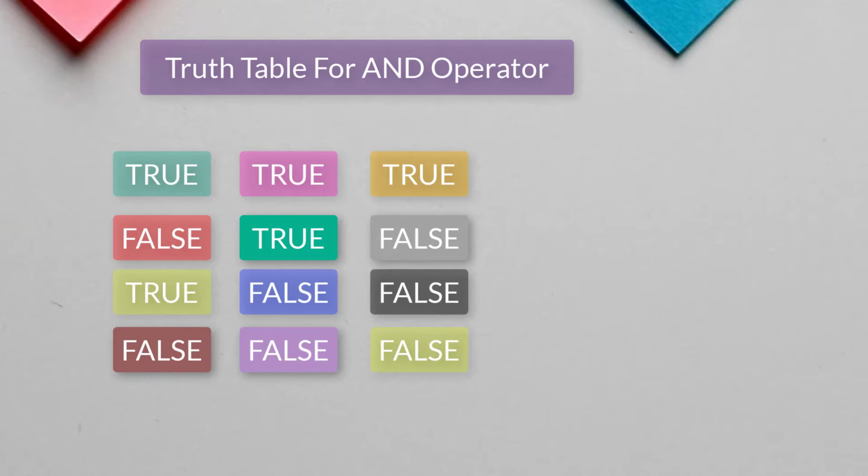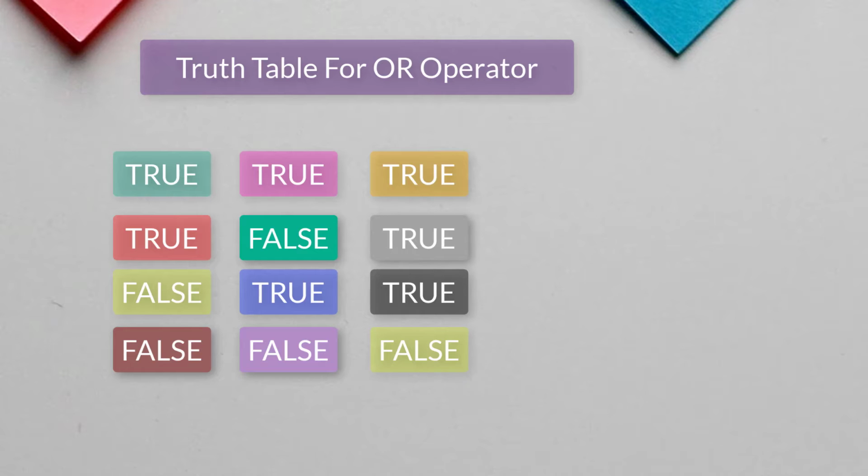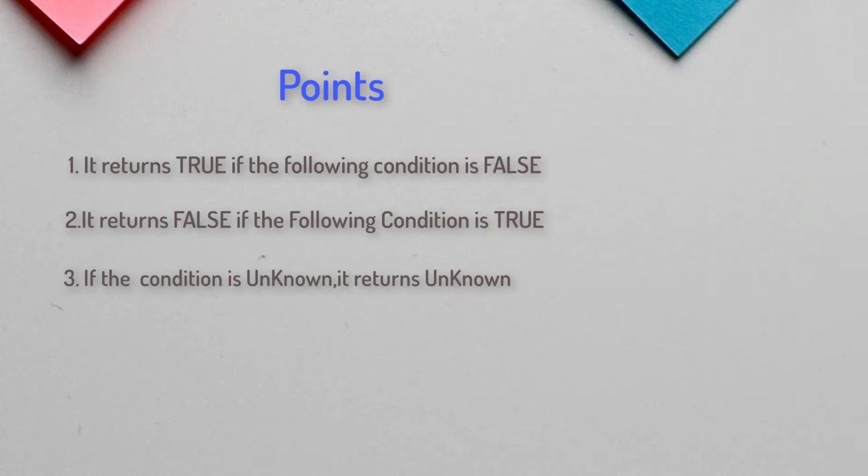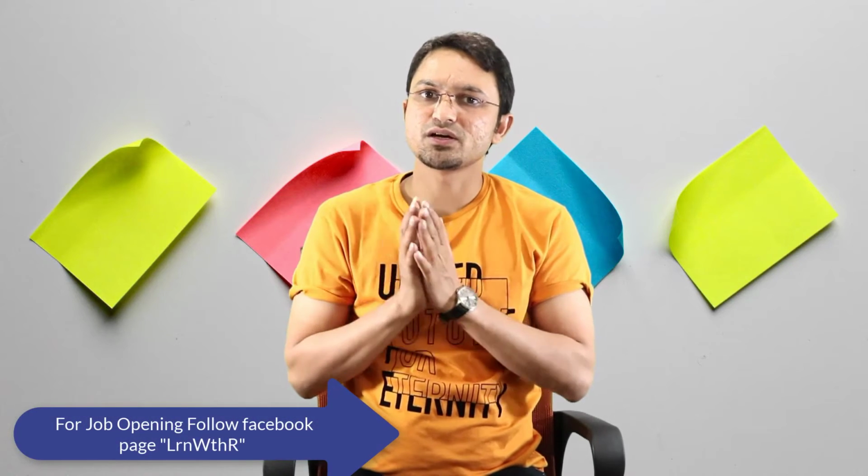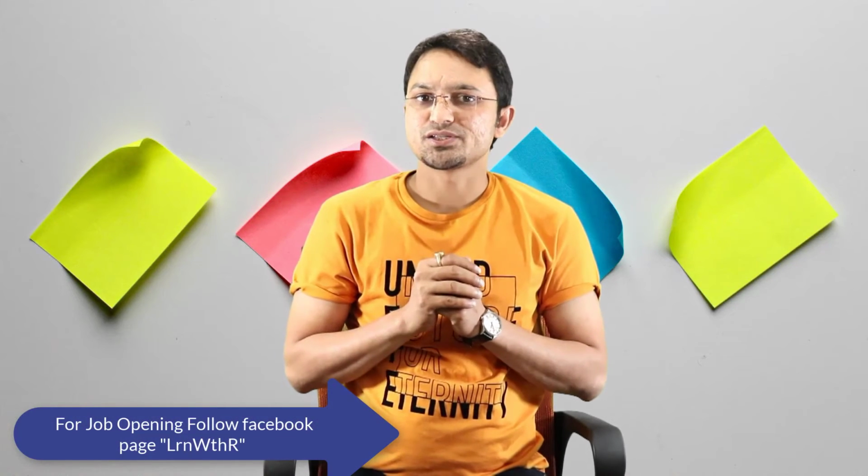As you can see on your screen, this is the truth table for the AND operator. Now this is the truth table of OR. Now let's have a look at the points for the NOT operator. So guys, these are the logical operators available in the Oracle database. Now let's use all these logical operators in our select SQL statement. So let me go for the practical.